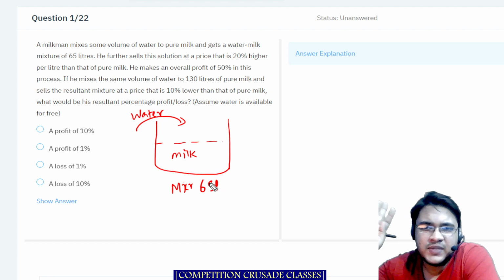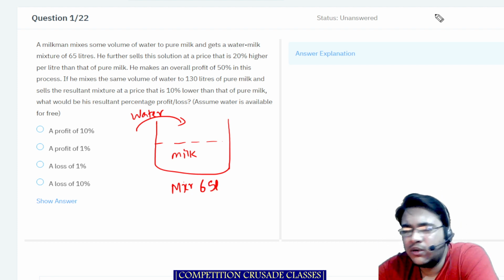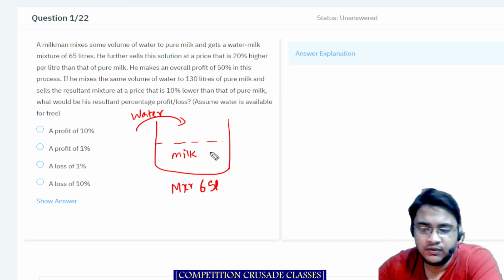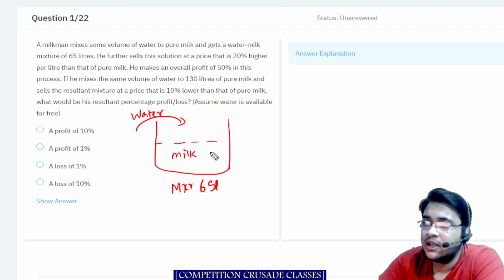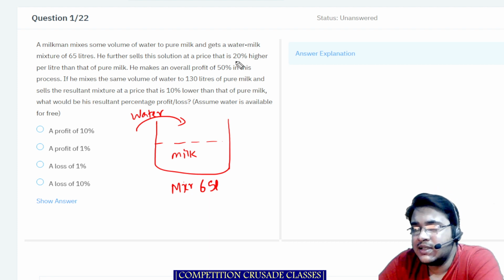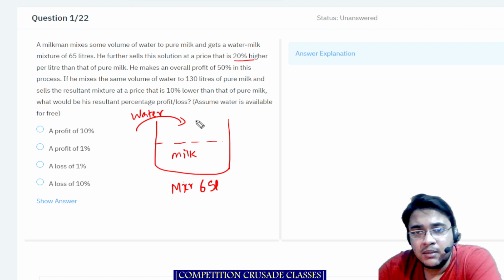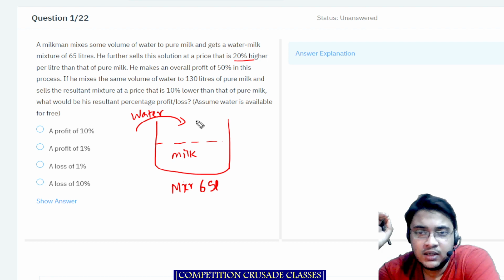So okay, standard question, not very difficult as such. The only thing that you need to realize is that there are two components for his profit in the first case. Okay, first one is of course his increment in the price. So milk, of course, there is a price attached to the quantity of the milk. Water is free, of course, we know that. But he is adulterating the milk with water and increasing the quantity.